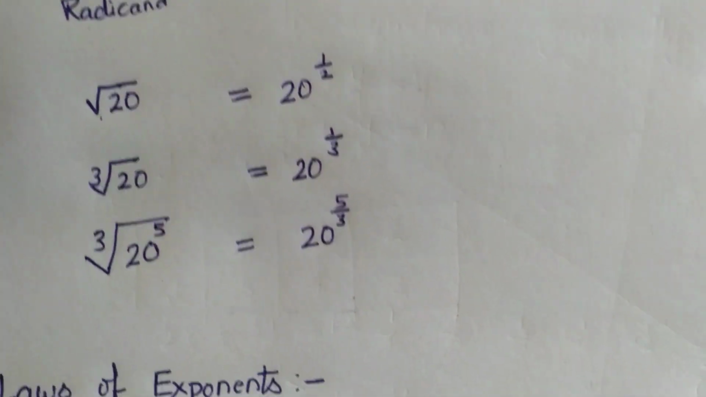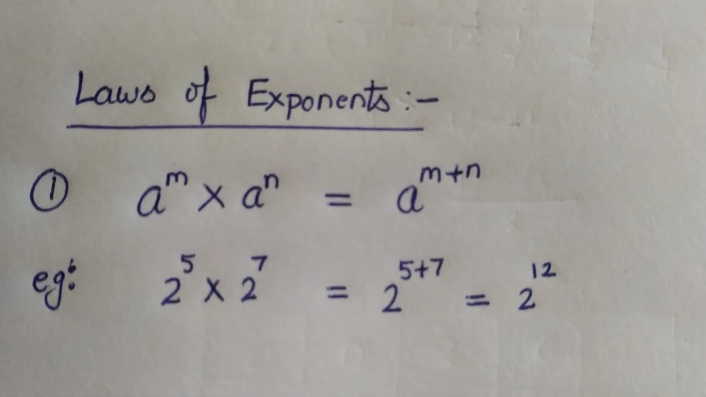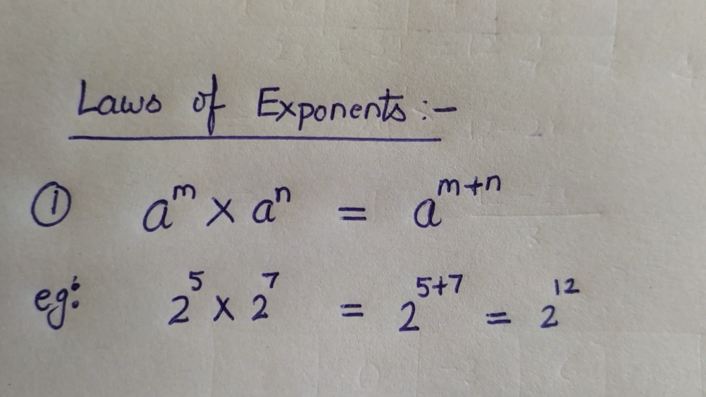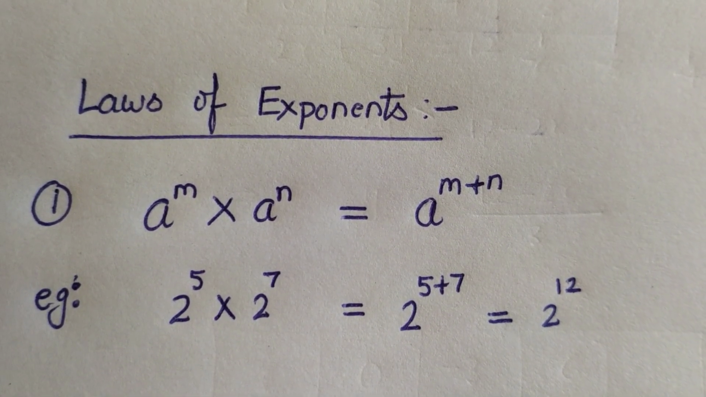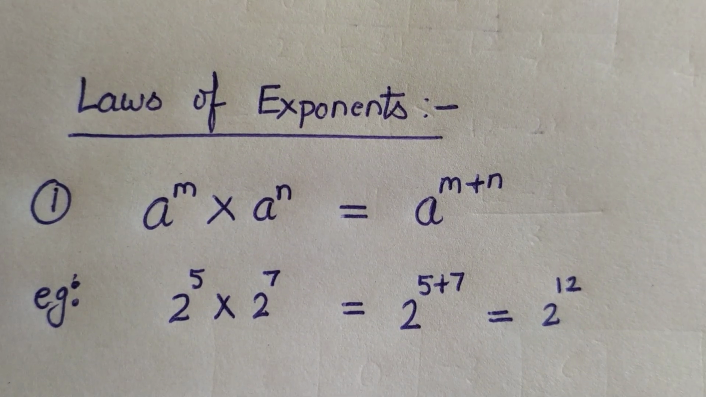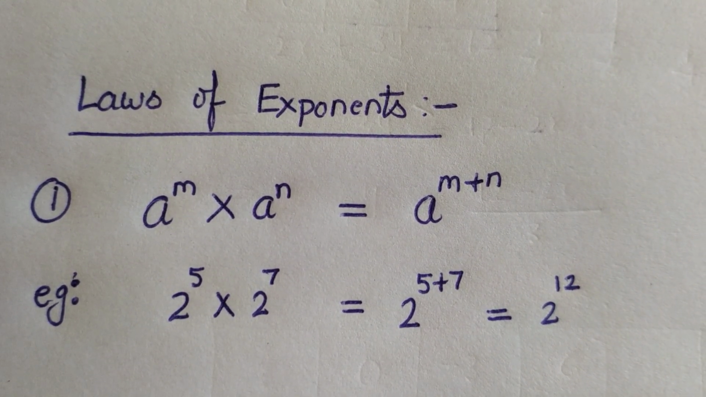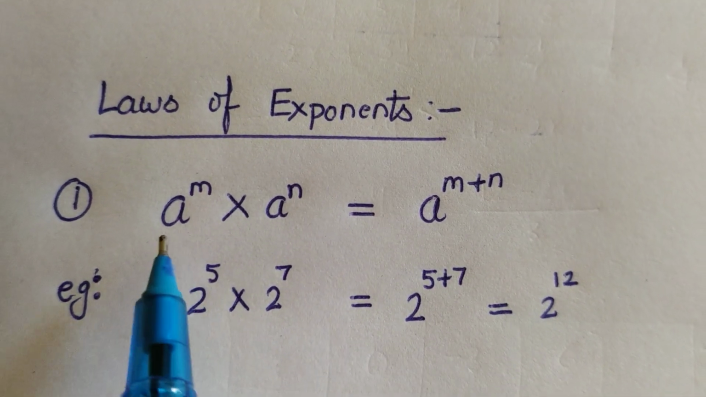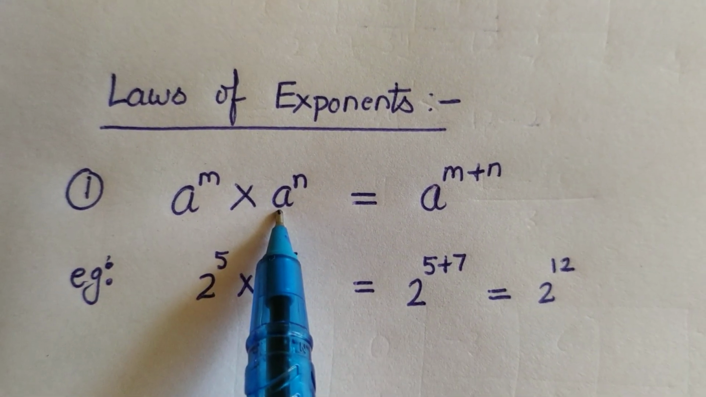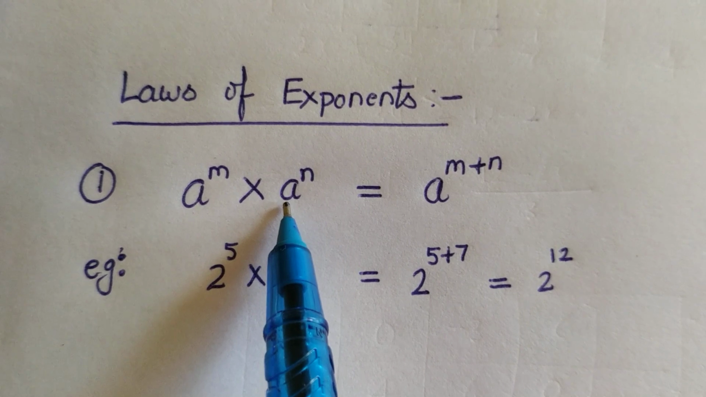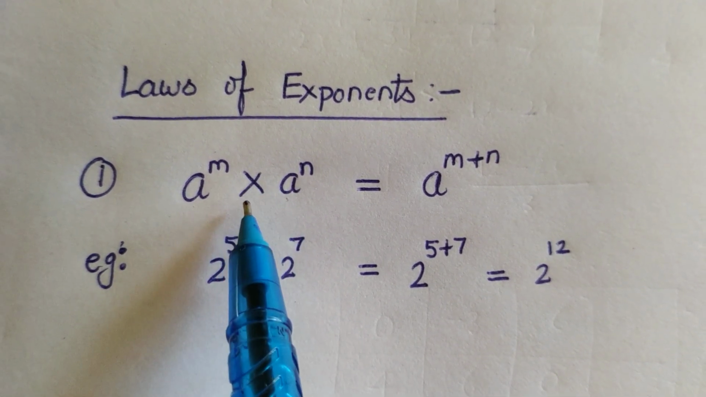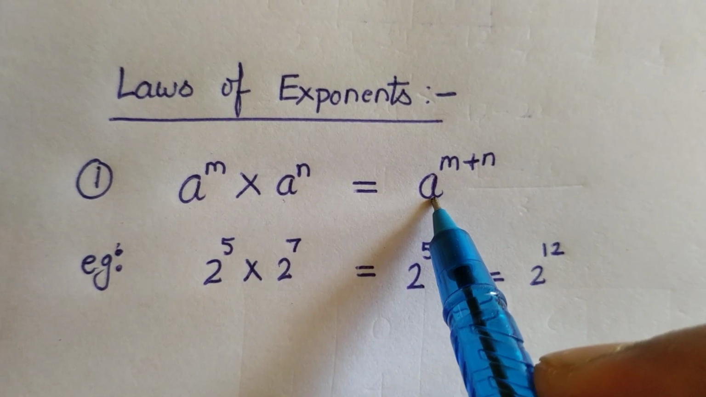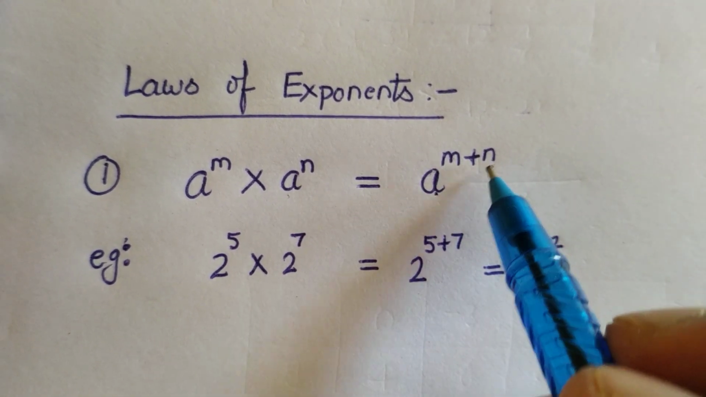Now, we will discuss some laws of exponents. First law is a to the power m multiplied by a to the power n is equal to a to the power m plus n. This law is applicable when bases are same. And when bases are same and there is multiplication sign between them, we simply add the exponents.